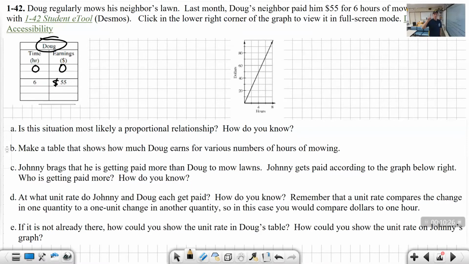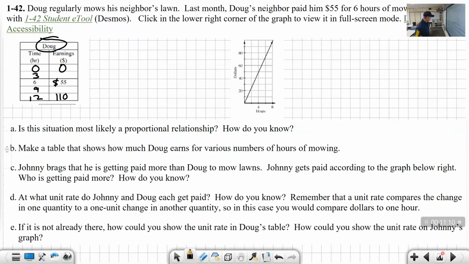How do I know? It starts at 0, 0, and it follows a pattern, right? If you do $55 for 6 hours, what do you think would happen for 12? Double the hours, double the dollars. Okay? Most of the time, work is proportional. B, make a table that shows how much Doug earns for various numbers of hours of mowing. Notice I went from 0, 6, 12. I would like you to include 3 and 9. Find the amount of money. Pause the video to find the amount of money.